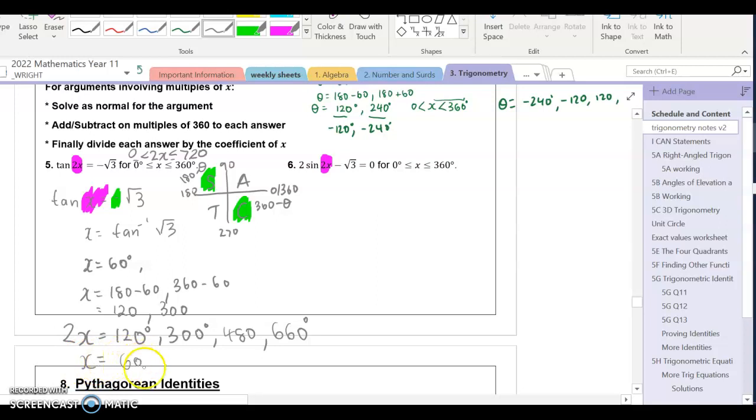So we're going to get 60, we're going to get 150, we're going to get 240, and we're going to get 330. If we have a look at all our values there, are they within that domain that we got to start with, between 0 and 360? Yes, they are. And we're looking like we're right. We can plot each of those into our question as well, just to double check to see if it works out. And that will be another nice way to see if we're right or wrong.